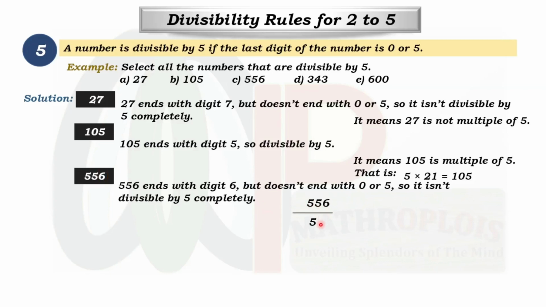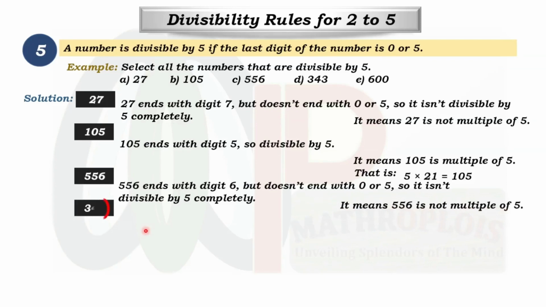556 divided by 5 is equal to 111.2. It means 556 is not divisible by 5 completely, but with some fractional part, or we can also say with some decimal parts. As 556 is not divisible by 5 completely, so 556 is not a multiple of 5.